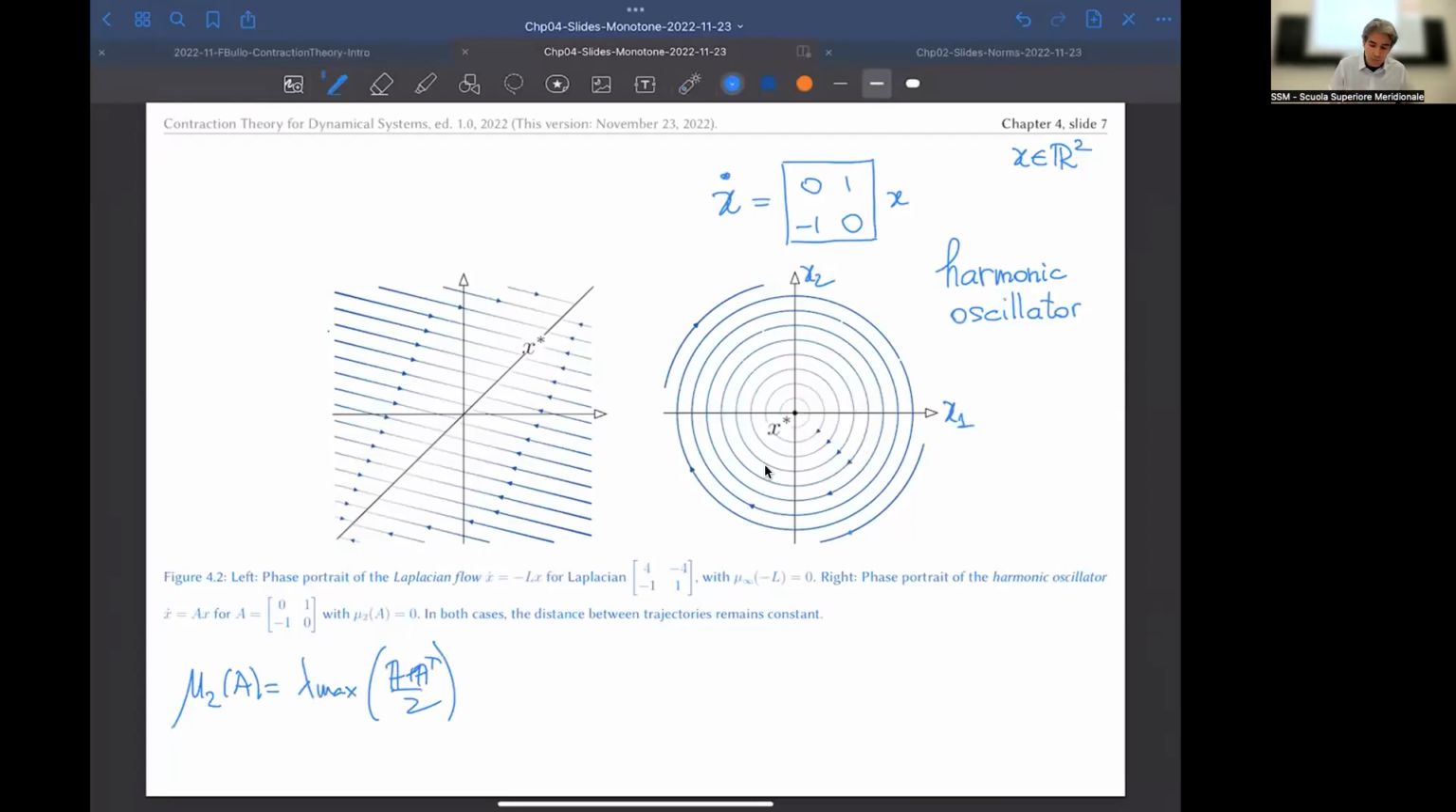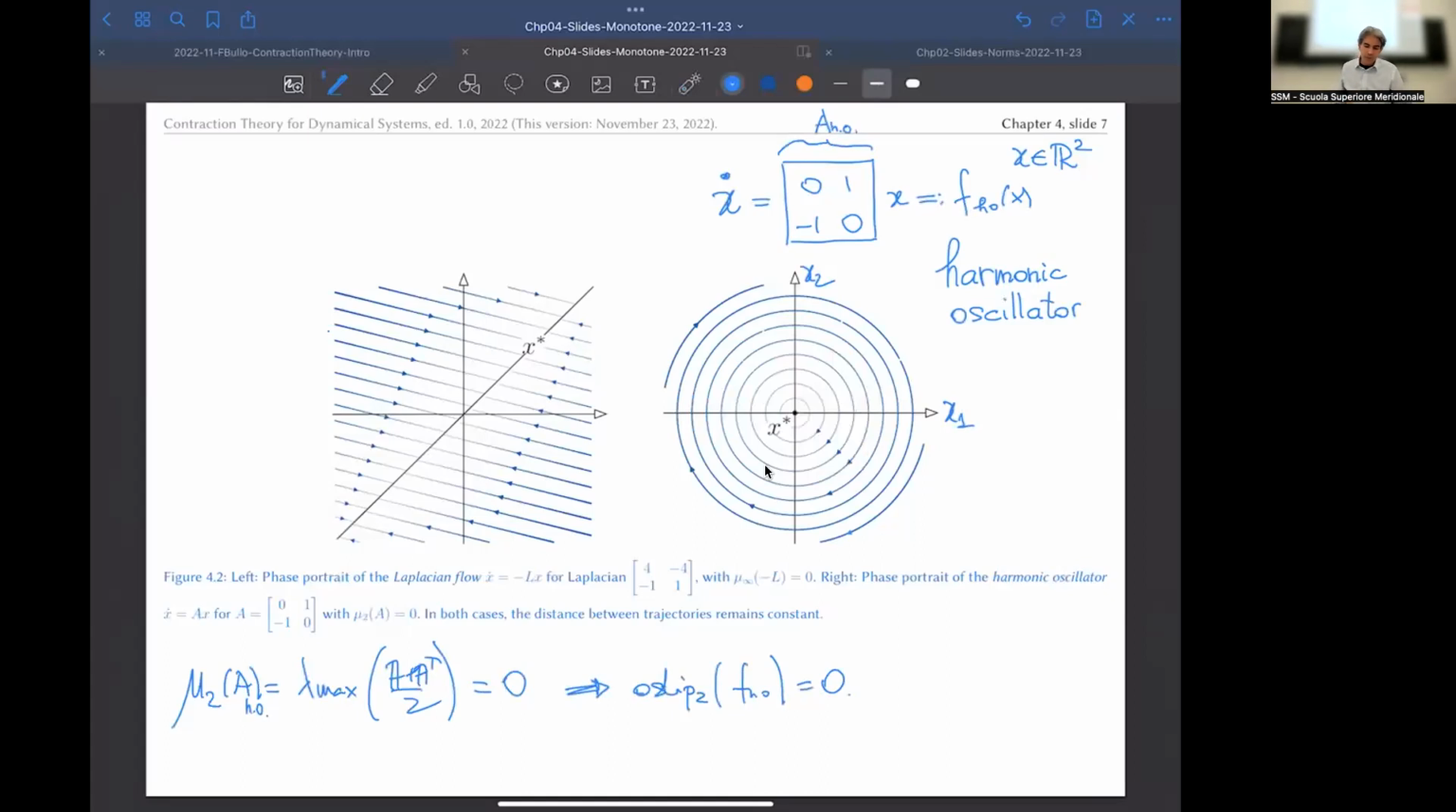But even if you don't remember, let's call this matrix a harmonic oscillator. It's skew-symmetric. So if I apply this formula to the harmonic oscillator, this is going to be 0, right? Because A transpose plus A, when A is skew-symmetric, you get 0. This implies that the one-sided Lipschitz constant with respect to the 2 norm of this dynamics, let's call this dynamics F sub harmonic oscillator of x, this is 0.